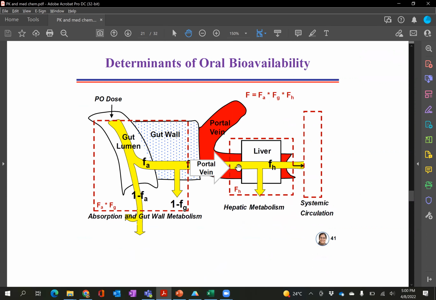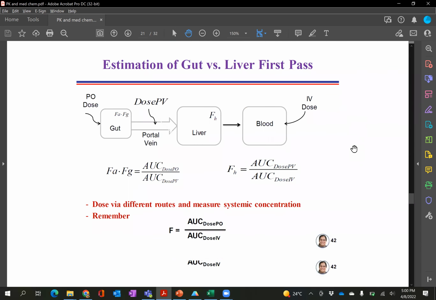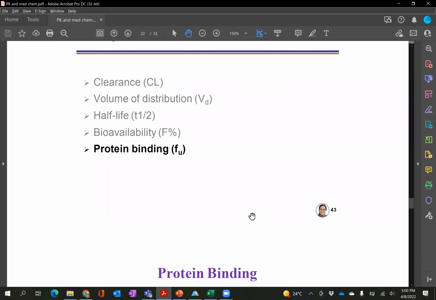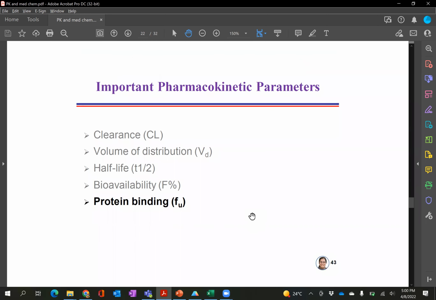But if you do that, you can measure the bioavailability and you'll be able to calculate FH directly. And then from there, you can calculate FA times FG, right? If you know FH. But it's a challenging experiment, I guess. That's how people measure that. If you really care about this, I think it will be a pretty intense experiment.